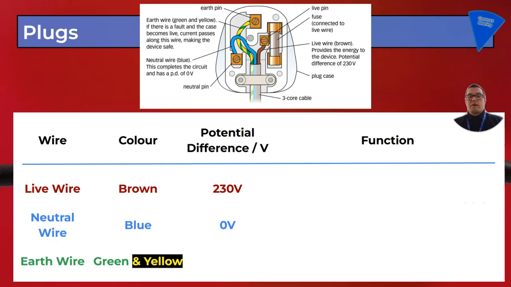And then we have the earth wire, which is green and yellow. I try to remember that with sunflowers. I think of the sunflower, I think of the green stem, the bright yellow leaves. That's how I remember it, kind of like earthy vibes. Okay. Again, that's got a potential difference of 0.